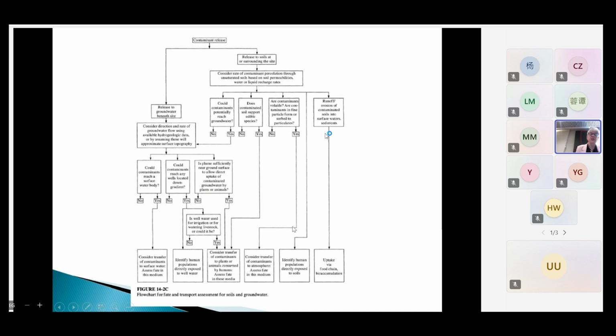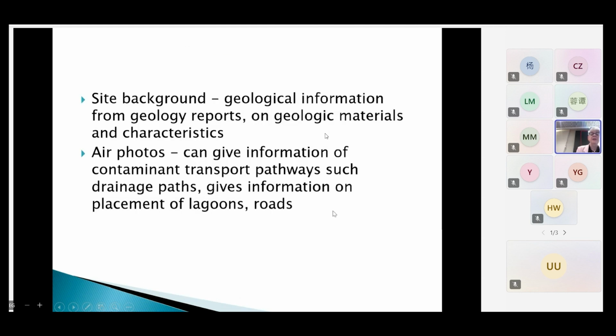Are potential humans going to be impacted by this exposure to the contaminants in the soil, or in the surface water, or the groundwater? These are all the type of things that you want to know. So again, as I was saying, for the site background, you need to know what kind of geological information is available. So geological reports, materials, characterization, samples, maybe some air photos. Now we have a lot of satellite data and things like this.